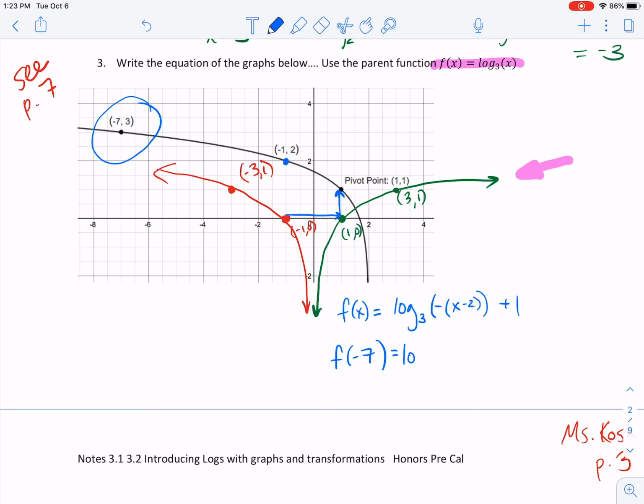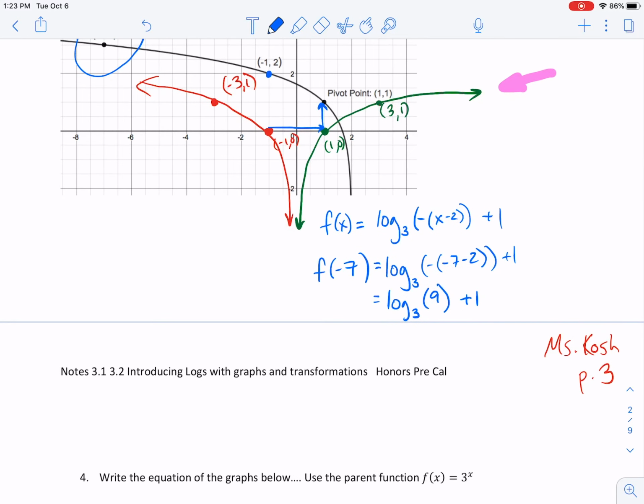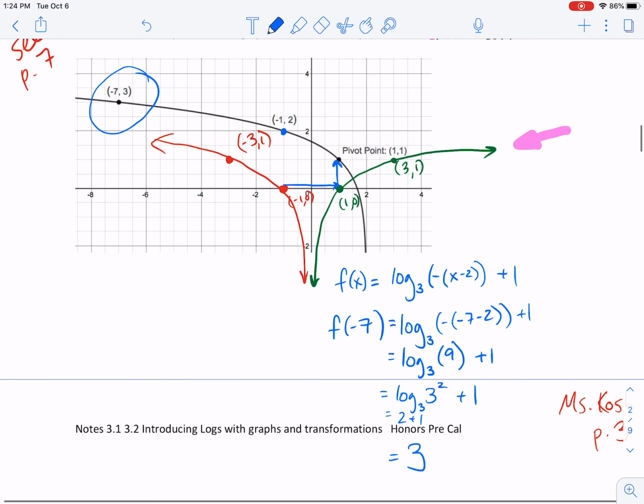So I would say, okay, log base 3 of (-7 minus 2) plus 1. Well, this is equal to log base 3 of, -7 minus 2 is -9, and that -9 is now a +9, plus 1. Hopefully you recognize that this is equal to log base 3 of 3 squared plus 1, and our log properties allow me to say that this is just 2 plus 1, which is indeed equal to 3. Was that what we had? It sure was. We, ladies and gentlemen, are done. That is the answer to this.